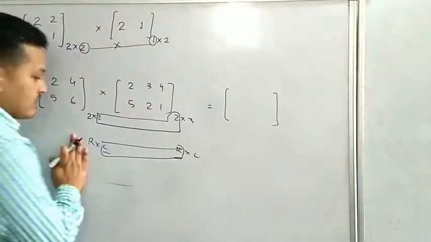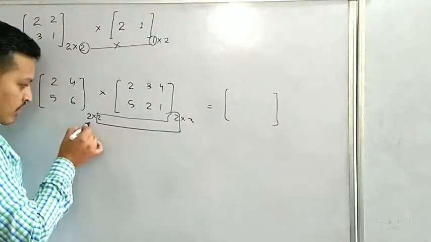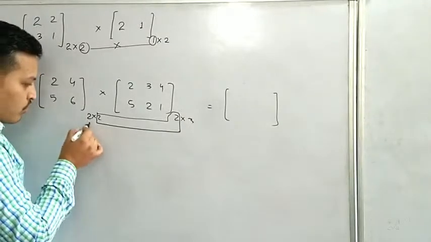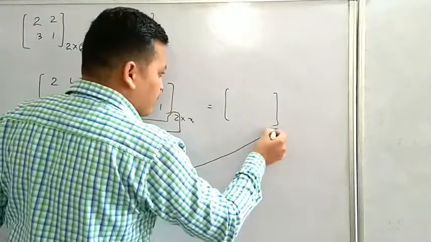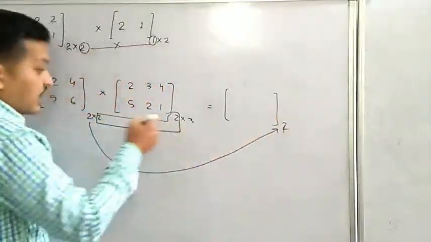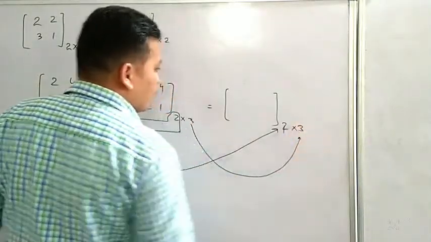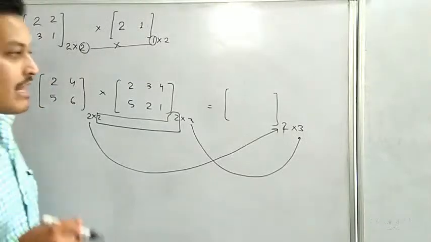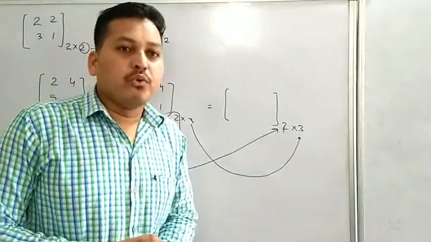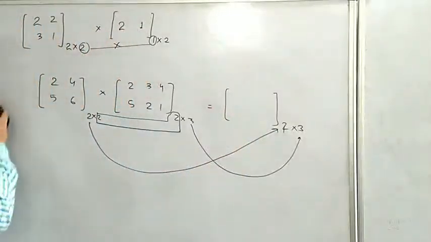Now what is the order of the final matrix? What will be the order of the final matrix? This is the row here, this 2 denotes the row, so again it will come in the form of the row, and 3 is remaining, so 3 we can write in the form of column. So 2 into 3 means the answer we will get here is in the form of 2 cross 3, meaning the order of the answer matrix is 2 cross 3.